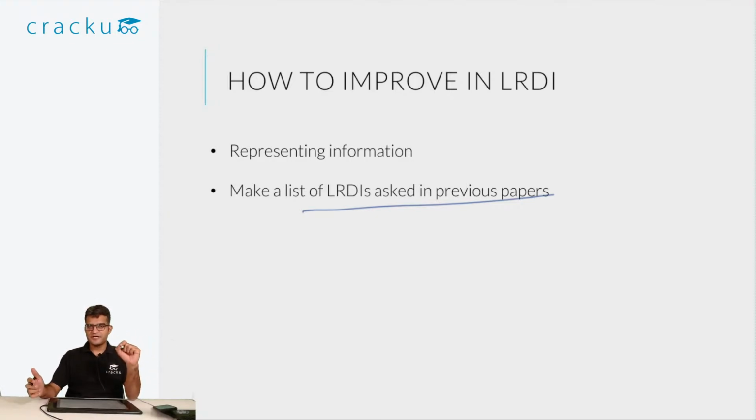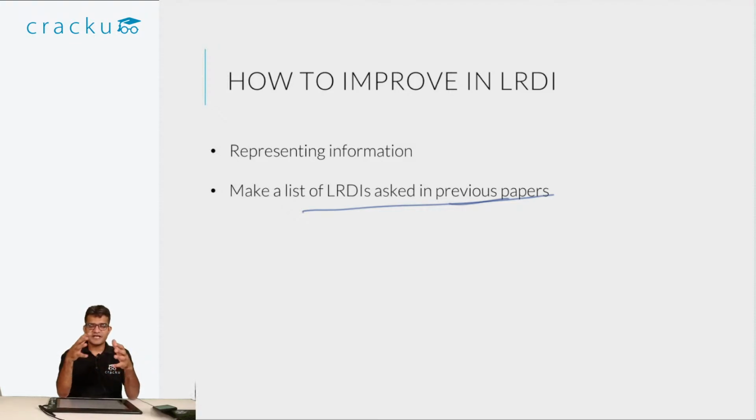The first step in improving in LRDI is first solving the previous papers, understanding what are the kind of different sets that are asked. Go through the previous 5 years of CAT papers, look at the different slots, and try to arrange each of the sets by a particular topic. You get different types of LRDI sets. You have some scheduling sets, you have some arrangement sets, you have some Venn diagram sets, you have some quant based LRDIs, which will probably involve some permutations and combinations.